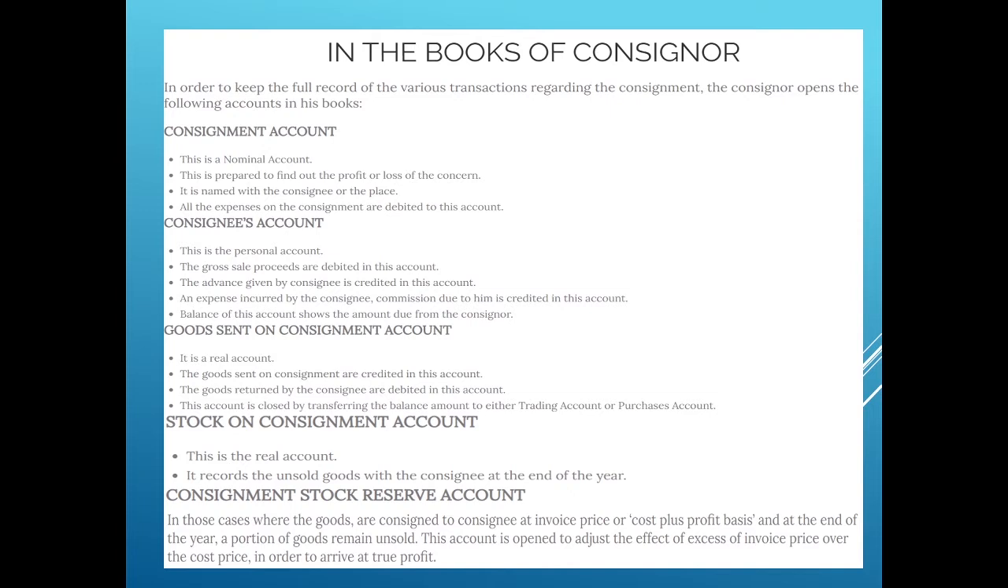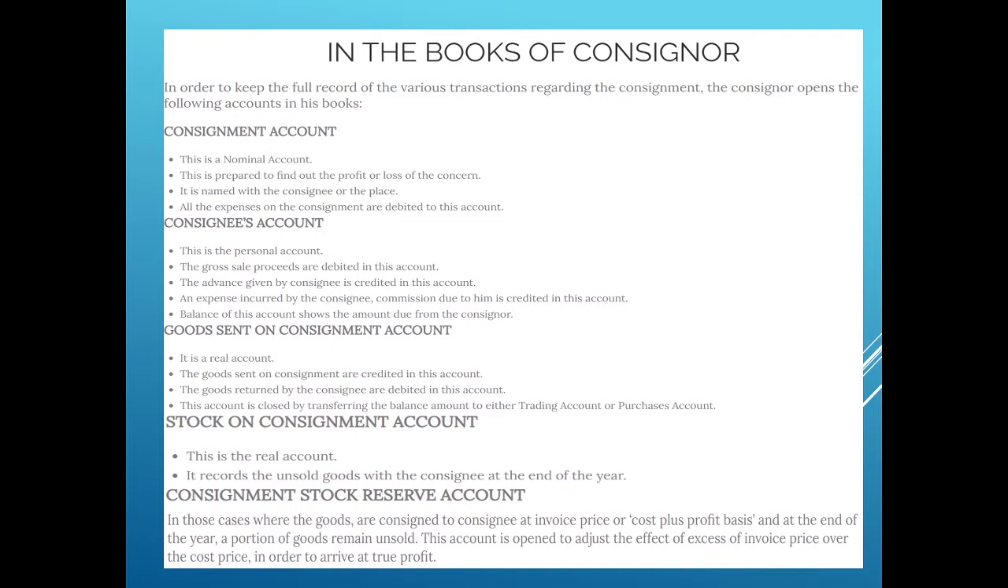So all the expenses of the consignment are debited to this account. In journal entries also, we have 2 journal entries. One is consignment account debit to cash account, that is, consignor expenses are debited to the consignment account, and another one is consignment account debit to consignee account, that is, consignee expenses are debited to the consignment account. So the consignment account is a nominal account, with this account we will find profit or loss, it is named with either the consignee or the place of the consignment, and all the expenses are debited to this account.